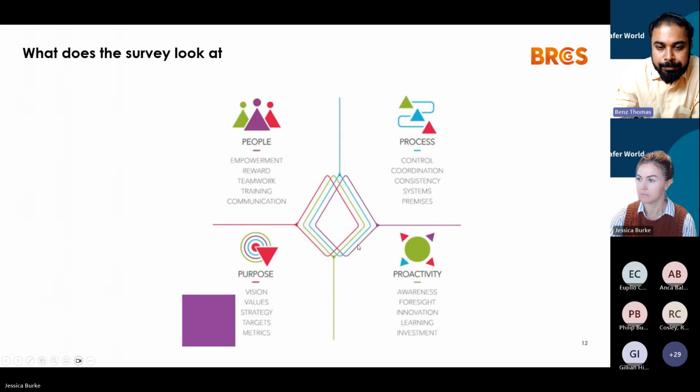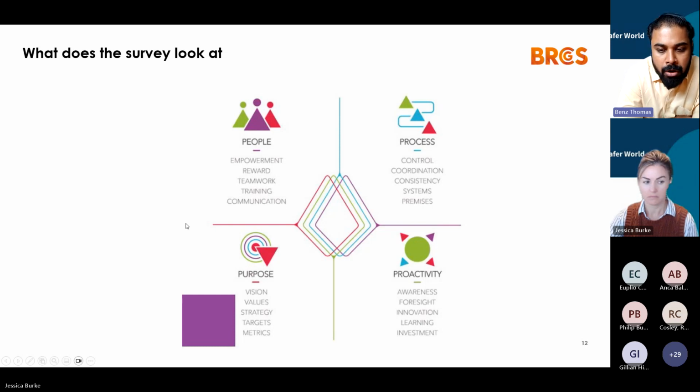Next slide, Jess. What we look at are these four parameters: people, process, purpose, proactivity. Within that, there are about 20 subfields that we look at. Together, they give an assessment of where the organization is currently in terms of these four broad heads. People involves everybody at all levels of the company, which is basically to understand whether they feel empowered, do they feel rewarded, part of the team, are they trained and communicated with, etc.